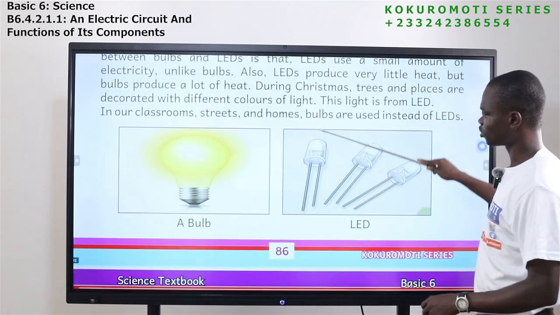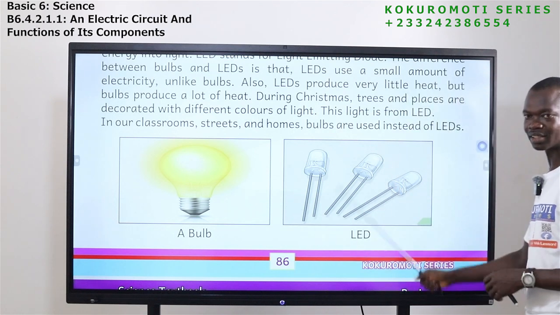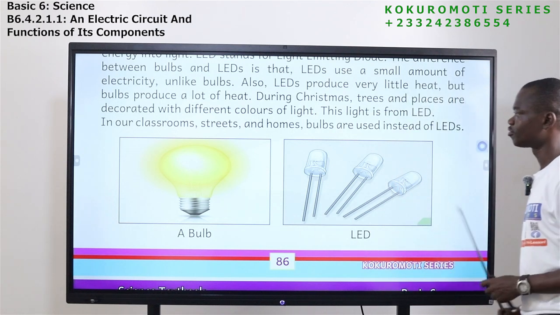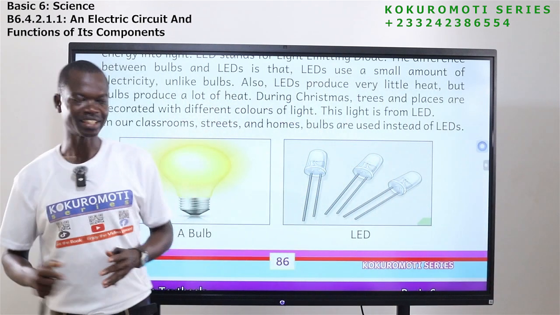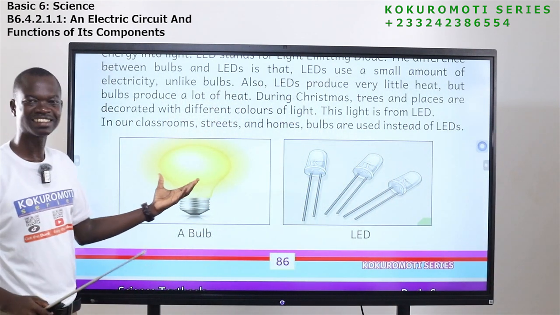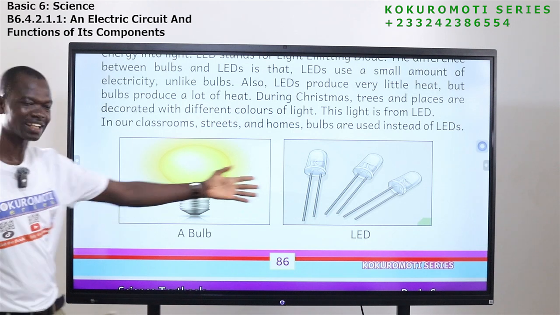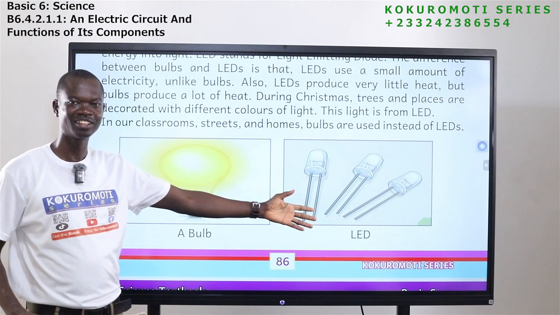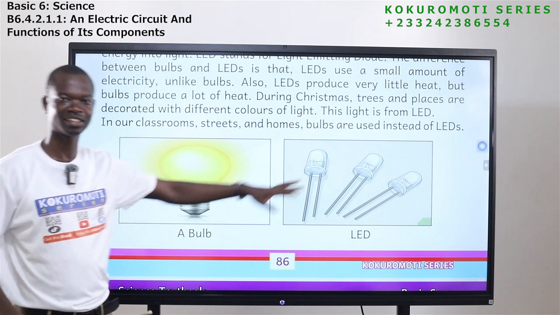So let me show you this. This is a bulb and this is what? LED, or these are LEDs. Very good. If you have this and you have this, what you should know is that the light that this can produce is more than this. So this one uses more energy than this.